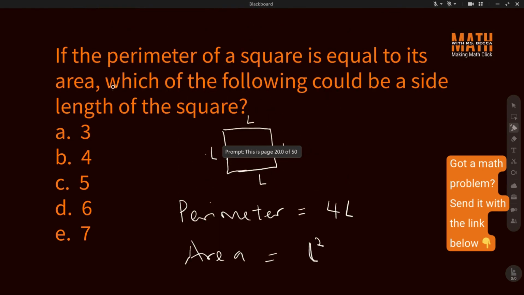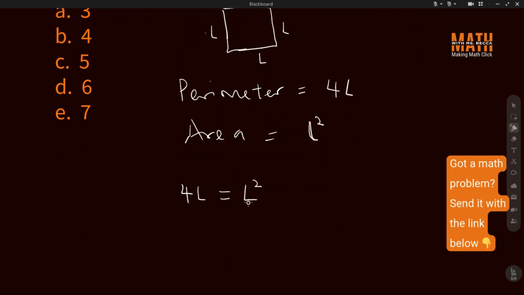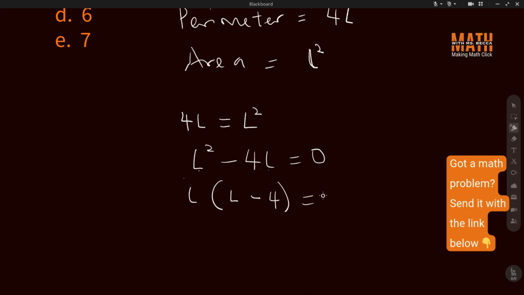So the question now is which of the following could be a side length of the square? If 4L is equal to L squared, we are to look for L. So now let's collect the like terms. Let's take this to the other side so that we have L squared minus 4L equal to 0. Let us simplify this so that we have L into bracket. If we take L from L squared, we'll be left with L. Then take L from 4L, we'll be left with minus 4 is equal to 0.